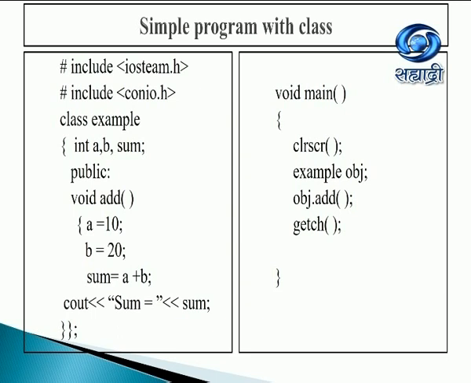obj is the object of this example class, and now I say obj dot add, a very important concept, wherein using the object we are calling the member function of a class. Because it is a public member function, we can access it outside the class. So add can be called in void main. clrscr and getch as they were.